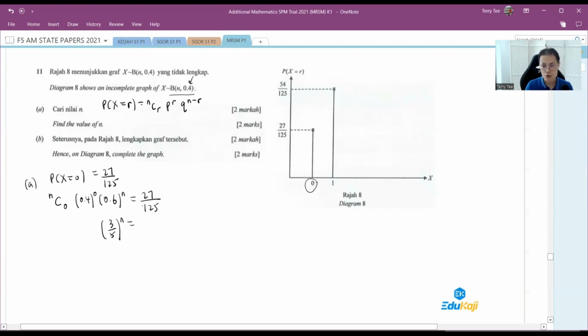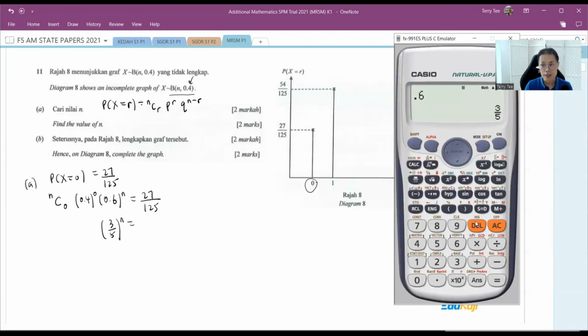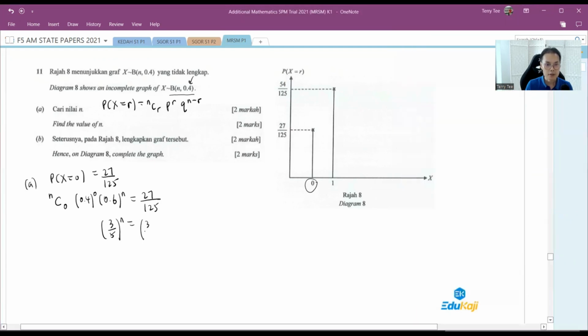Now we know 27 is 3 power 3. 125 is 5 power 3. But if you're not sure, you can just use your calculator. Don't have to use logarithm in this case, which is power 3 here. You can see. By comparison, we can say that your n is 3. Okay. Now then they say, hence, complete the diagram. Well, to complete the diagram, I need to find out 2 more values, x equals to 2 and x equals to 3. We need to find these 2 probabilities.